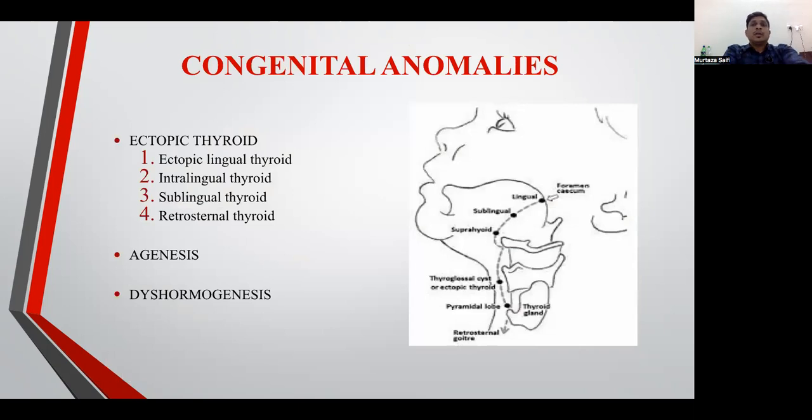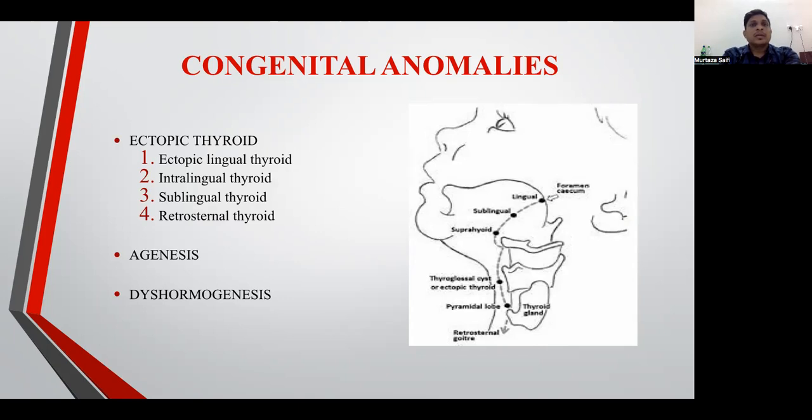Now, here are the congenital anomalies, like ectopic thyroid versus ectopic lingual thyroid. These are different places where thyroid may develop: intralingual thyroid, sublingual thyroid, retrosternal thyroid. You can see in the diagram the different lines: the foramen cecum, lingual, sublingual, suprahyoid, then thyroglossal cyst or ectopic thyroid, and pyramidal lobe, and retrosternal goiter.